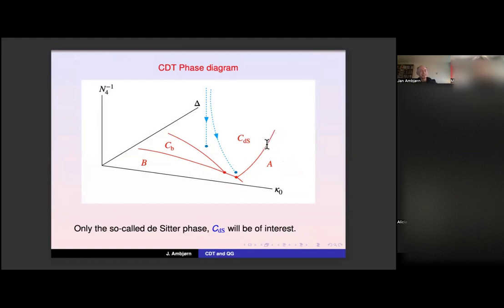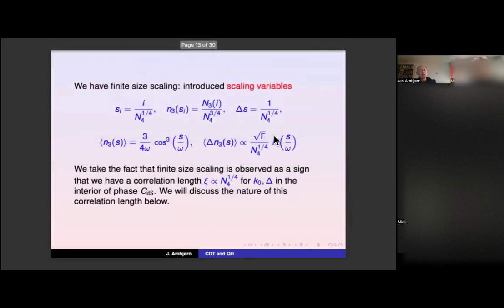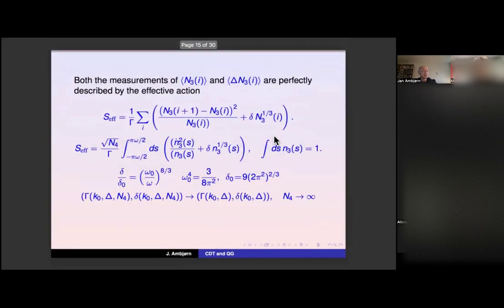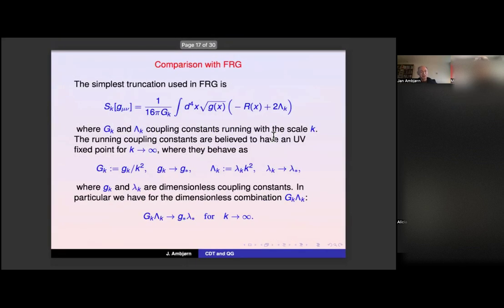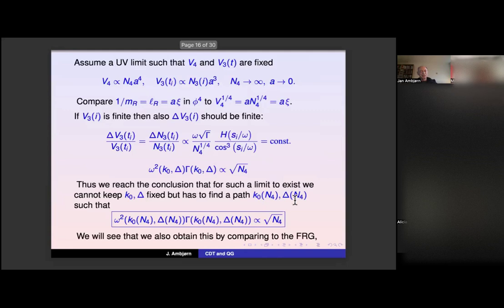But we didn't like that, because seemingly this transition was a first order transition. And you cannot use ordinary first order transitions to define a continuum limit, because the correlation length in first order transitions is finite. So it was a sad state of affairs 10 years ago, but now the situation has improved.